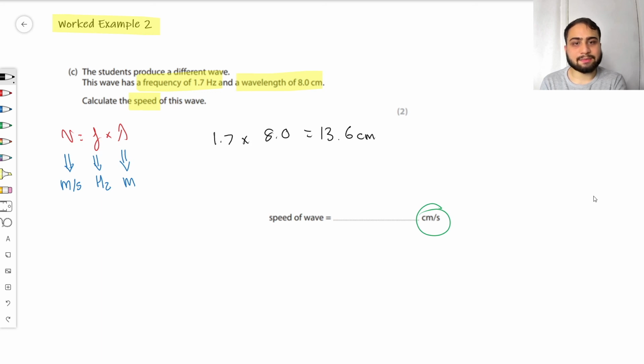13.6 centimeters per second. Okay, now all of our values here in the question are given to 2 significant figures, so we should also give our final answer to 2 significant figures as well. 13.6 to 2 significant figures is 14 centimeters per second, and that is our answer there.